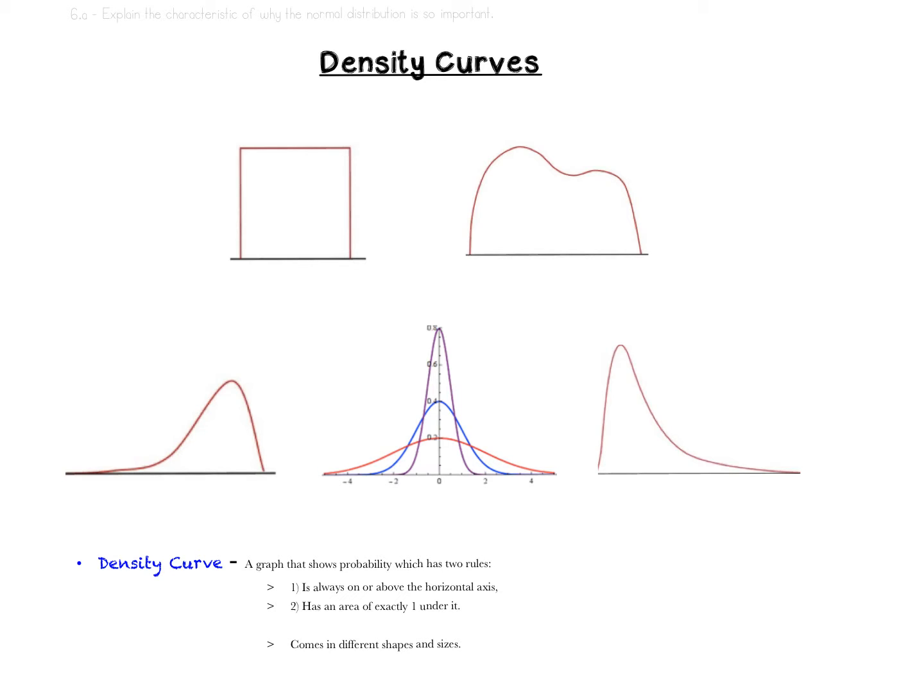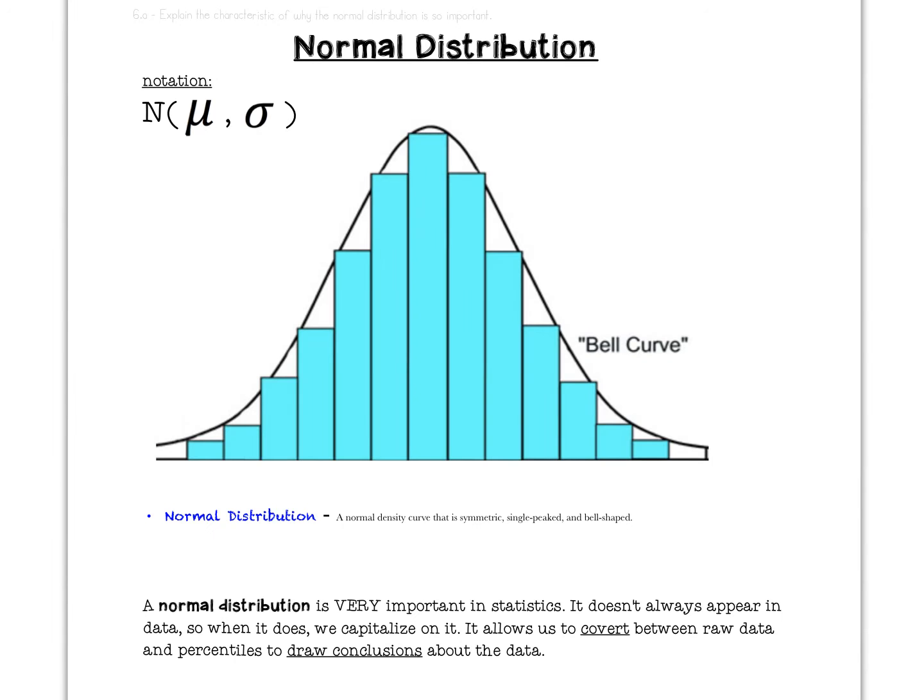We are going to focus specifically on the normal curve or the roughly symmetric one, but I wanted you to see the different shapes that can be. Alright, so the bell curve is also known as a normal distribution, and that is the one that we refer to as roughly symmetric. It is a normal density curve that is symmetric, is single-peaked, and is bell-shaped. So if you hear normal distribution or bell curve, those mean the same thing.